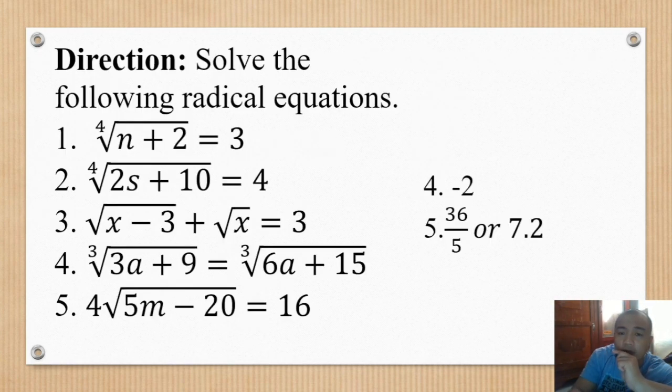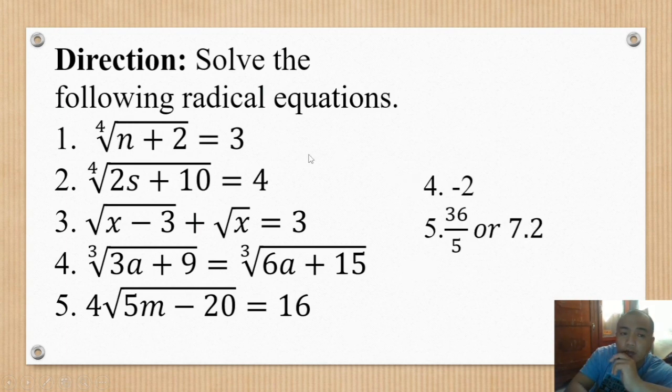Next, directions: solve the following radical equations. So, meron ng answer dito for number 4, negative 2. Yes, get the cube root of both sides. So, 3a minus 6a, negative 3a, 15 minus 9, 6, negative 2. Tama. Ito naman, 16 divided by 4 is 4. Square both sides. 5m minus 20 equals 16. 16 plus 20, 36 over 5 or 7.2.